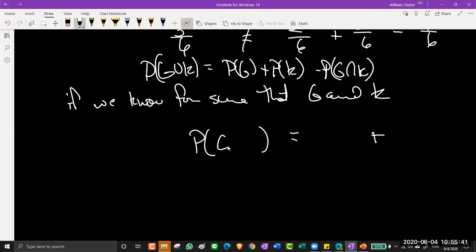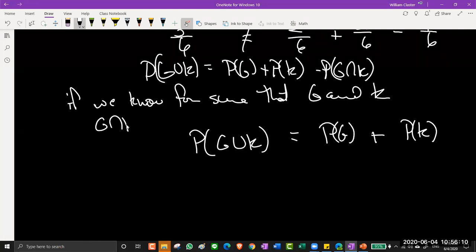The probability of G union K equals just the probability of G plus the probability of K. We don't need the last term, right? Everyone follow that? So if we know for sure that G and K have no intersection, meaning G intersect K equals the empty set, then we can say this.